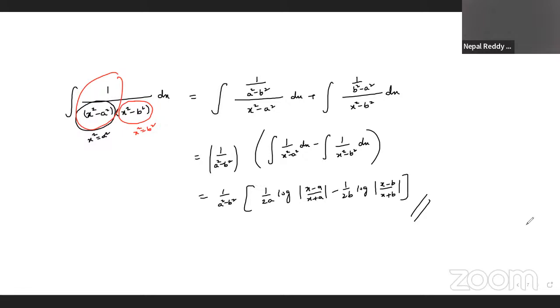Next, we go for another. Suppose integral 1 by x square plus 1 multiplied by x into dx. One linear factor and the other irreducible quadratic factor.